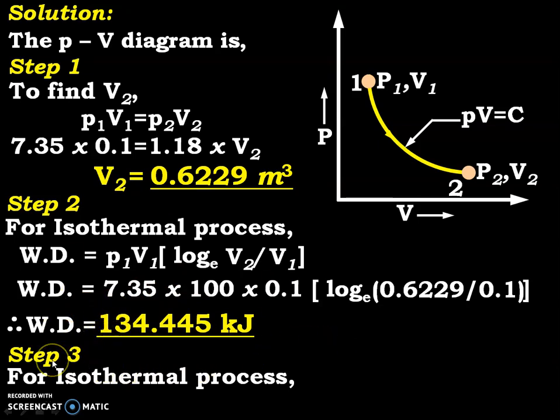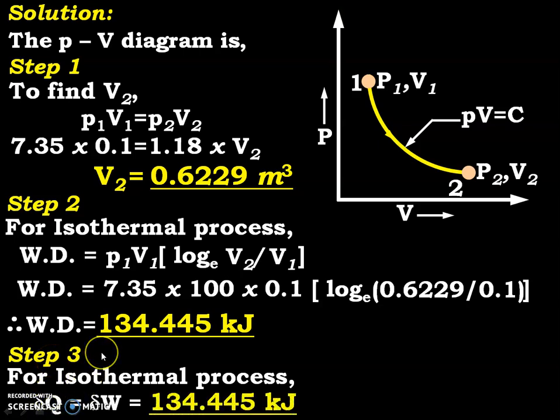And what is step 3? Calculate the delta Q. And for an isothermal process, we know that delta Q is equal to delta W. So that is equal to 134.445 kilojoule.